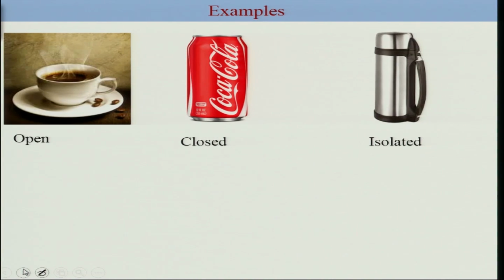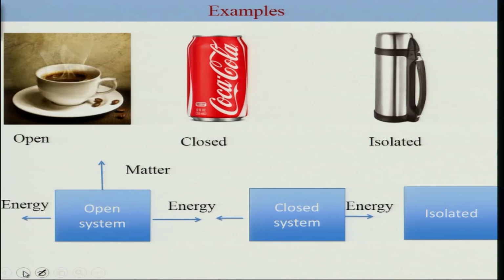Within the time frame of your interest, there will be no transfer of energy from the thermos to the surrounding. So we can summarize these examples: in the case of an open system, matter can be exchanged. In the case of a closed system, energy can be exchanged. In the case of an isolated system, nothing will be exchanged with the surrounding.